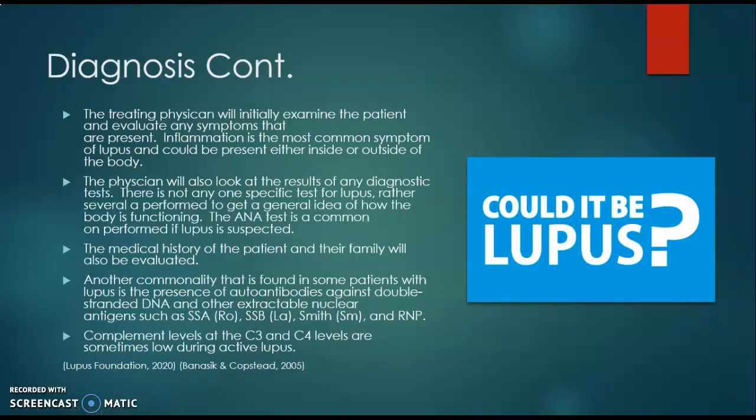The treating physician will initially examine the patient and evaluate any symptoms that are present. Inflammation is the most common symptom, and it could be present either inside or outside the body. They'll also look at any diagnostic tests that they could use. As mentioned, the ANA test is a common one for lupus, so if that's suspected, that's one of the go-tos. The medical history of the patient and their family will be evaluated. And then another commonality that's found in patients with lupus is the presence of those autoantibodies. And these are against a double-stranded DNA or other extractable nuclear antigens.